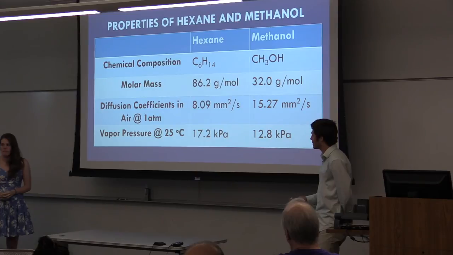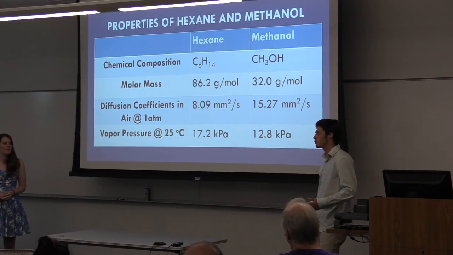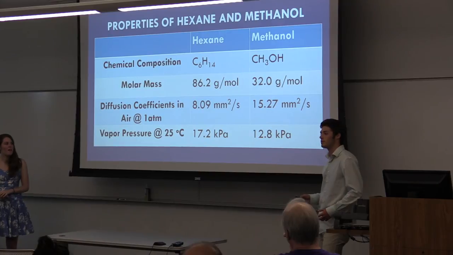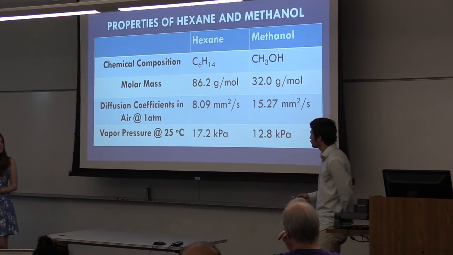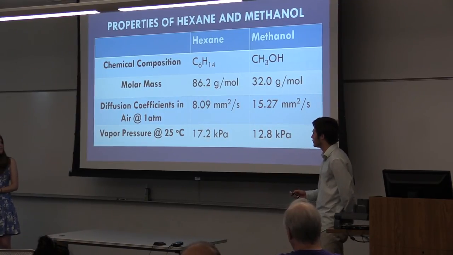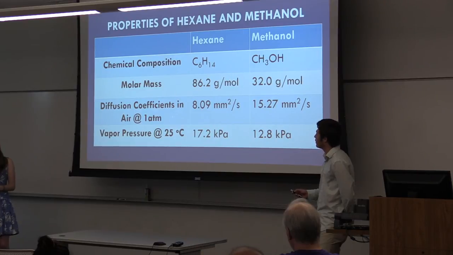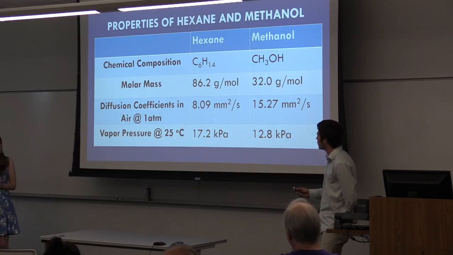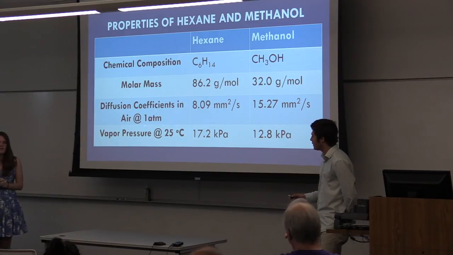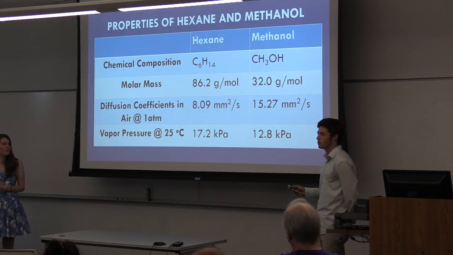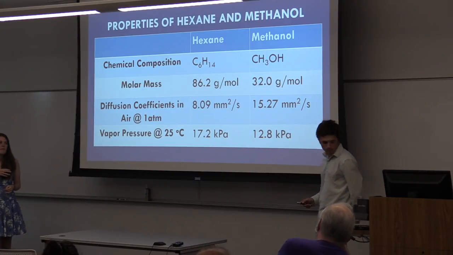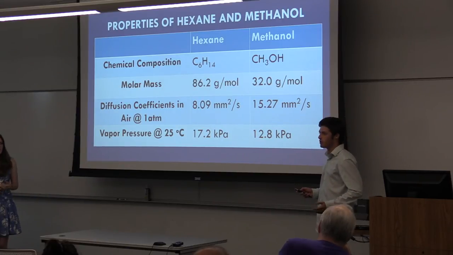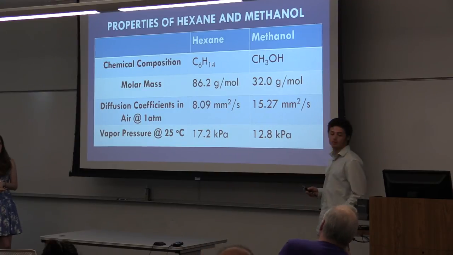We also noticed that they have different diffusion coefficients. The diffusion coefficient is a rate. It's a time that it takes for a fluid to pass through a certain medium. And so just to give you a base reference, diffusion coefficients for hexane and methanol in air at 1 atmosphere are very different. And then we look at their vapor pressures, which is also another thermophysical property of the liquid. And those are somewhat similar. We wanted to use two different liquids because we want to change the evaporation rate and see the different contributions of diffusion and convection.